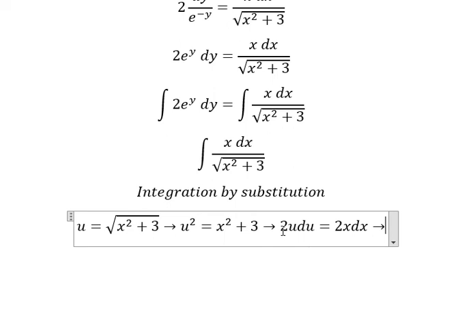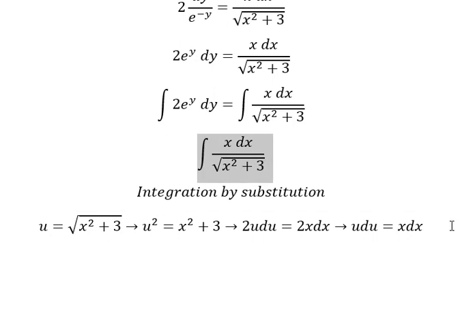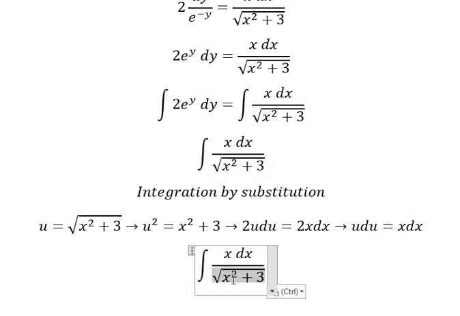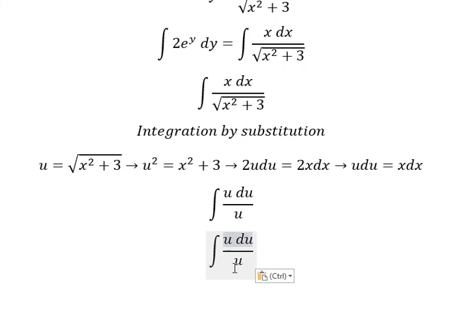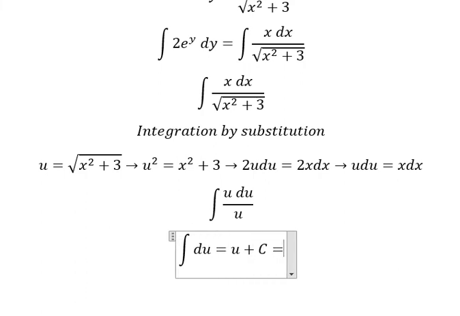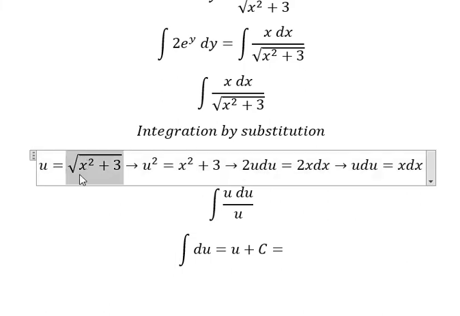Next, we need to divide both sides by number 2. So, the square root, we change by u. s ds, we change by u du. So we simplify and you got du. The integration of du, you got u. And u is this one.